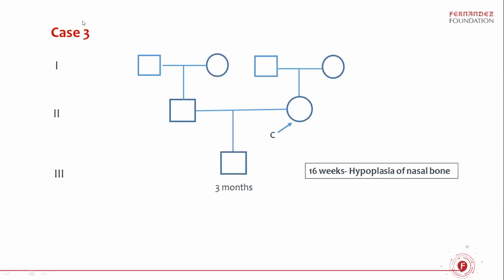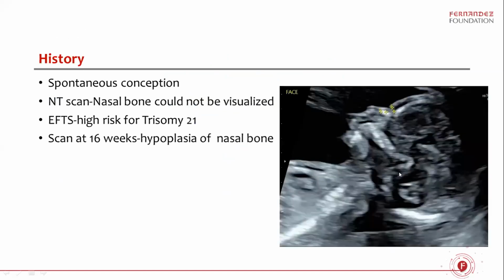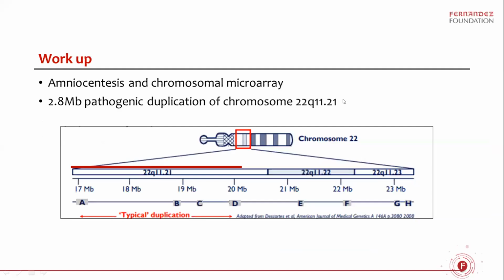So when we look into case 3, this is a non-consanguineous couple. They came in the first pregnancy, and at 16 weeks there was hypoplasia of the nasal bone. This was again a spontaneous conception. On the NT scan, the nasal bone could not be visualized. Serum screen showed a high risk for trisomy 21. Scan at 16 weeks showed hypoplasia of the nasal bone. So amniocentesis and microarray were opted, and a 2.8 MB heterozygous pathogenic duplication was seen in chromosome 22q11.21.